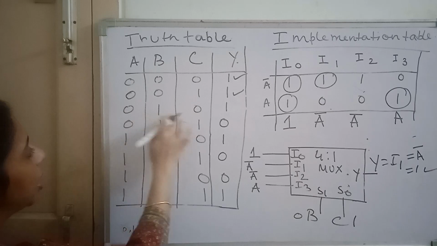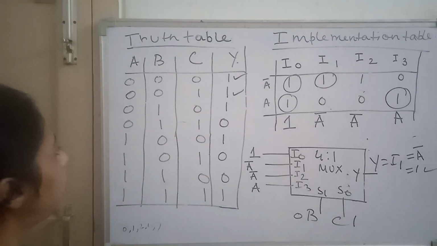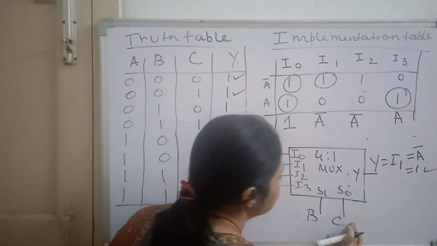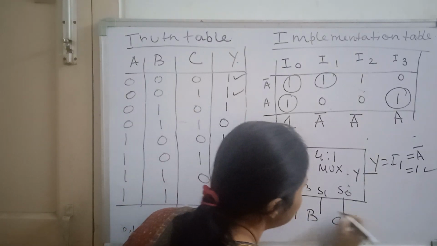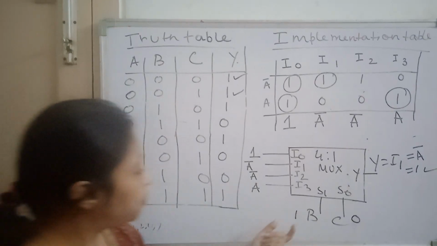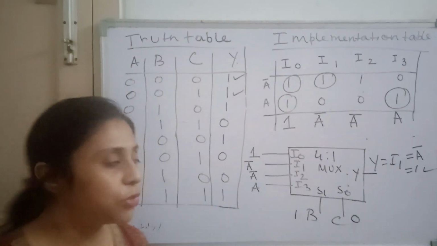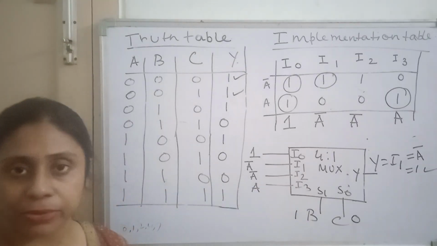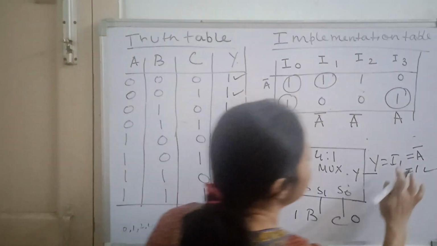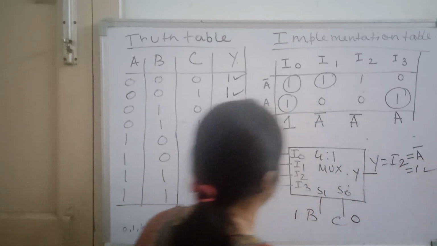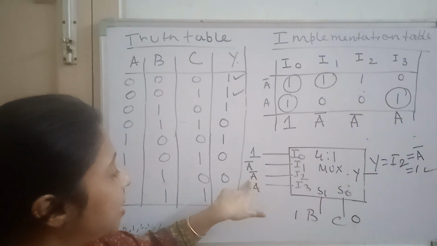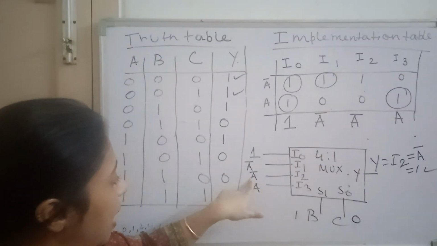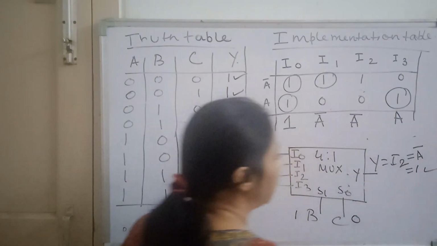This is 0, 1, 0. Now, what is BC? B is 1 and C is 0. So, for 1, 0, which one input should be selected? For 1, 0, I2 should be selected. So, Y is equal to I2. Now, what is I2? I2 is again connected with A bar from the implementation table. So, I2 equal to A bar.